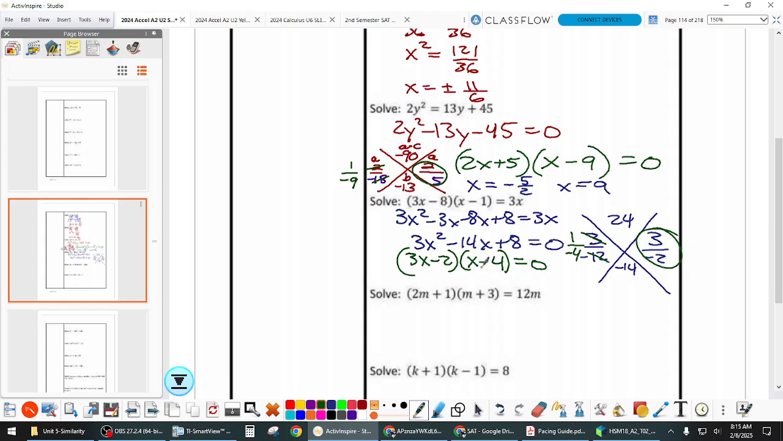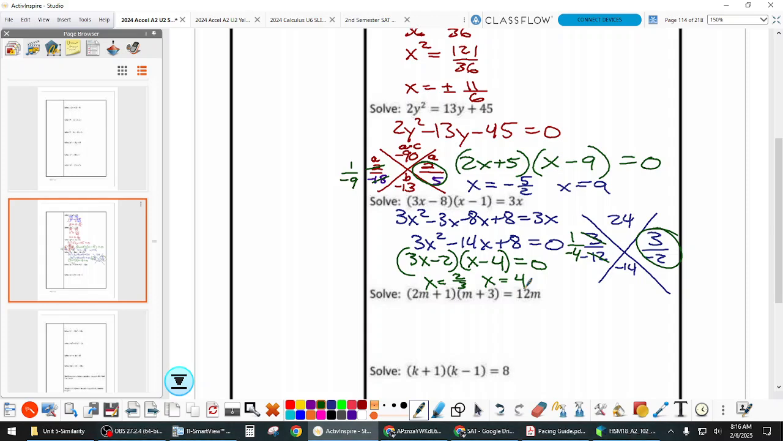Not for our factor. Because if I divide this by 3, it's 1. If I divide that by 3, it's negative 4. Yeah, and then you plug it. Alright, so this is going to be 2/3 and 4. How'd that one go for you?